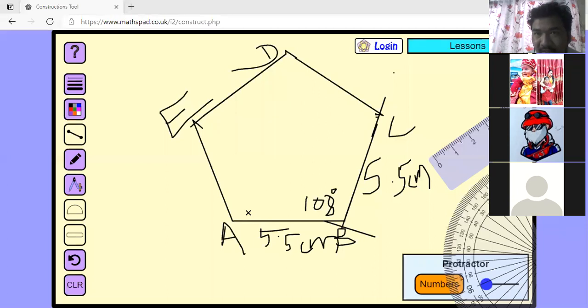Okay, children? Can you construct regular pentagon and regular hexagon by using protractor and ruler and calculating each interior angle? Each interior angle formula, don't forget, we have to use n minus 2 into 180 degree by n. n represents the number of sides. For hexagon there will be 6. For pentagon there will be 5.